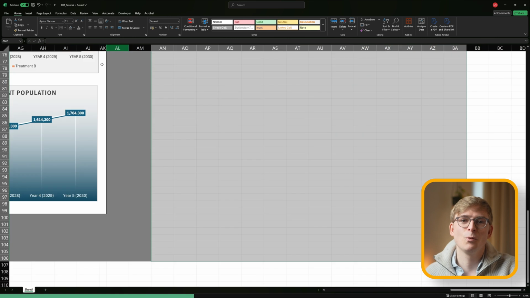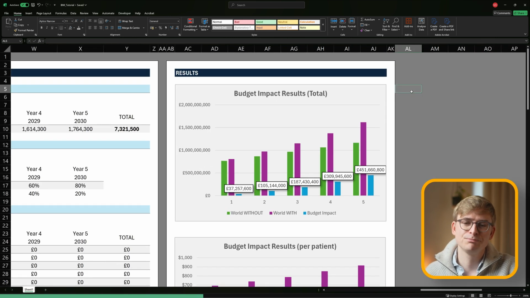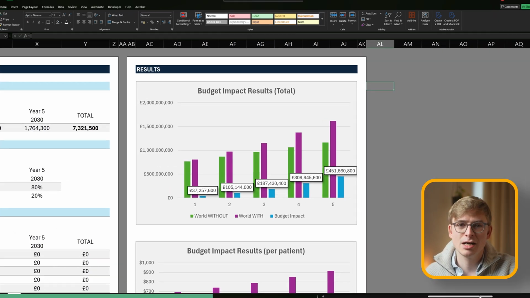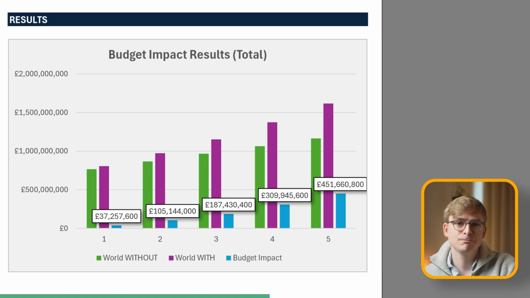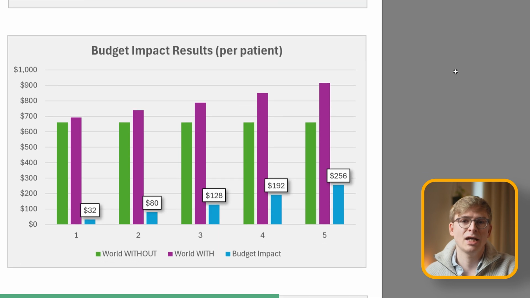Having done all of this, what can we learn from our results? Starting with our budget impact results over time, we see that our budget impact is positive in each year, growing steadily until year 5. This means that the adoption of our new technology A will increase the overall healthcare expenditure. Of course, these results tell the same story whether we look at the total population results or at the per patient results.